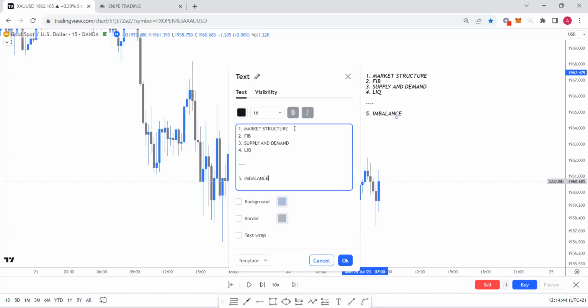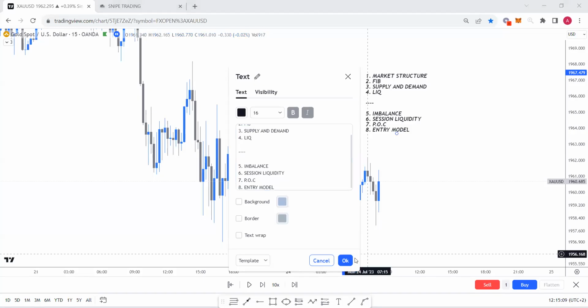Extra confluences. Imbalance is one, well done. Session liquidity is another one. Point of control is another one, and entry model, well done, guys. So yeah, this is what I like to see. I like to see you all very interactive, effective, and without wasting time. So well done.